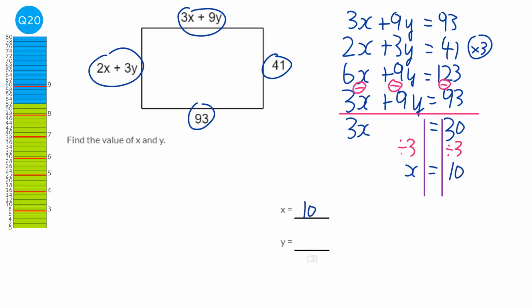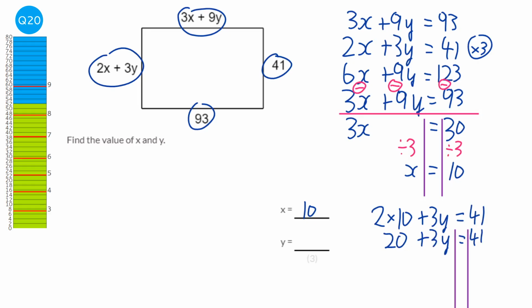So we know what x is, but we need to find out what y is. So what I'm going to do is I'm just going to pick one of the equations. I can pick the 2x plus 3y equals 41, and just substitute the value of x in. So 2 times, instead of x, it's times 10, plus 3y equals 41. So it would be 20 plus 3y equals 41. Get my solving lines in.